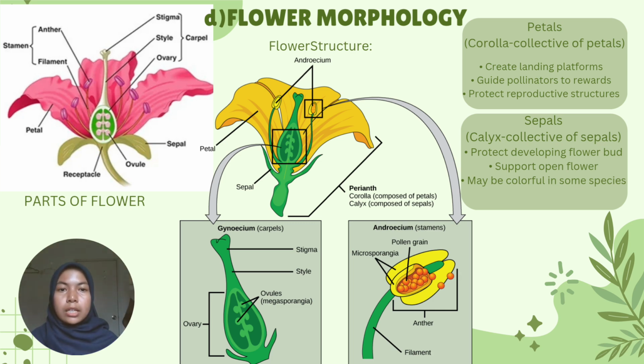Petals, or corolla, is a collective of petals. It creates landing platforms, guides pollinators to rewards, and protects reproductive structures. Sepals, or calyx, is a collective of sepals. It protects the developing flower bud, supports the open flower, and may be colorful in some species. Next, carpels or gynoecium is the part where ovules are produced. And last, stamens or androecium is the part where pollen grains are produced for pollination.